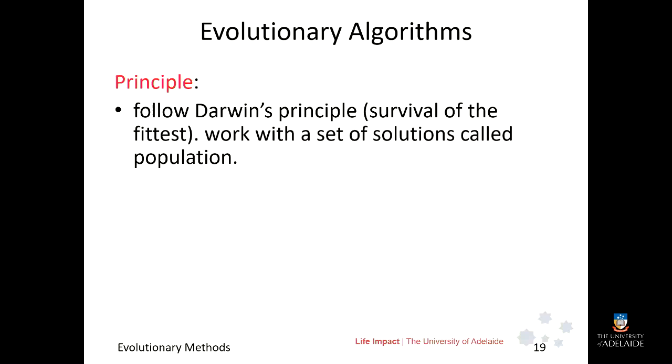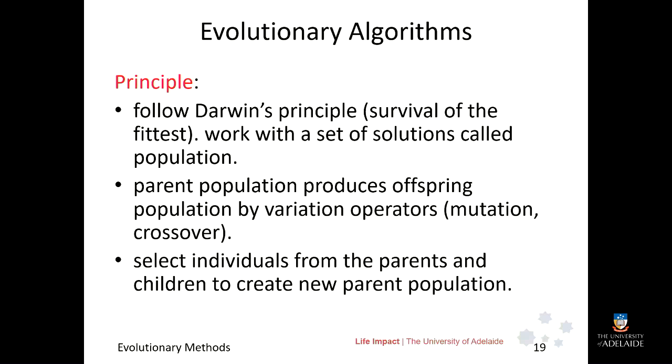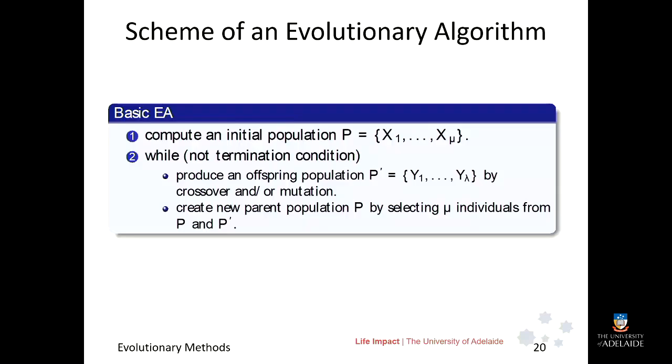So here the principle is you try to mimic essentially what is happening in evolution. What you do is you have a population, and the population just means a set of search points, a set of potential solutions to your problem. And you have a parent population that produces an offspring population. This is what you're doing by variation operators, so you have something like mutation and crossover. And then you have selection that selects individuals from the parent and the children to create a new parent population. So how does it look like?